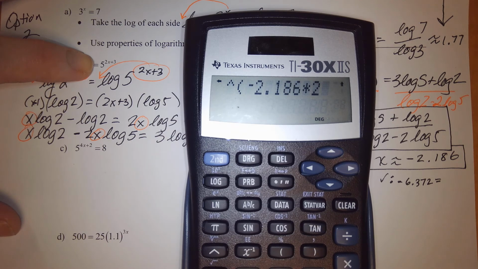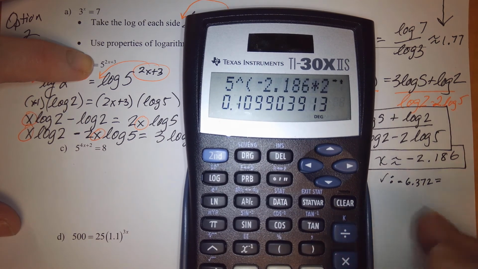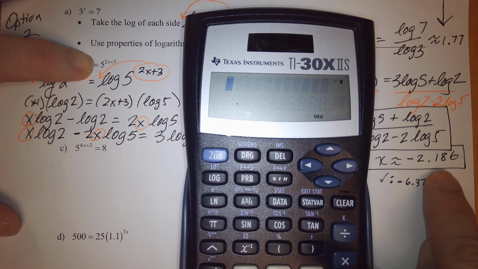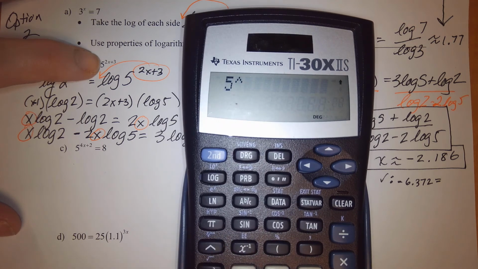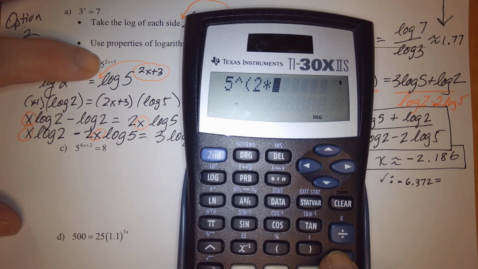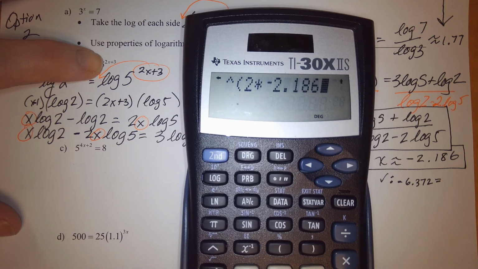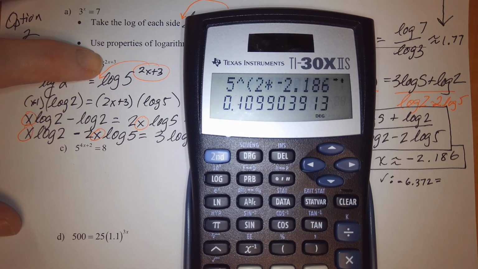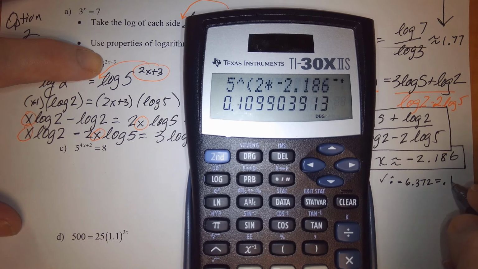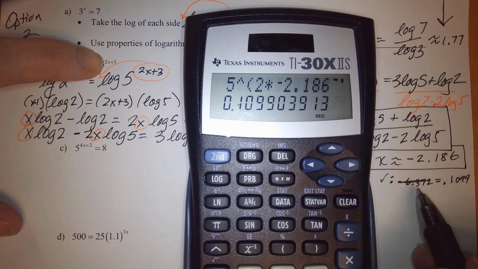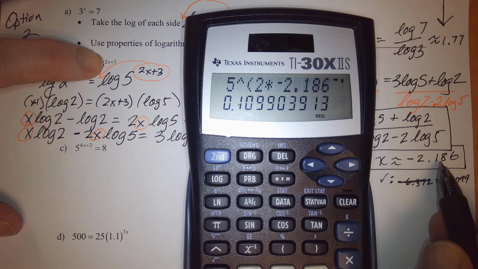times 2 plus 3. Oh, I did something wrong there. Let's try the right side again. Maybe I did something wrong on the left side. Let's try the right side. This is 5 to the power of 2 times negative 2.186 plus 3. Okay, so on the right side I got 0.1099. Let me check the left side. Maybe I did something wrong. If I get the same answer again and these aren't equal, that means this answer wasn't correct.